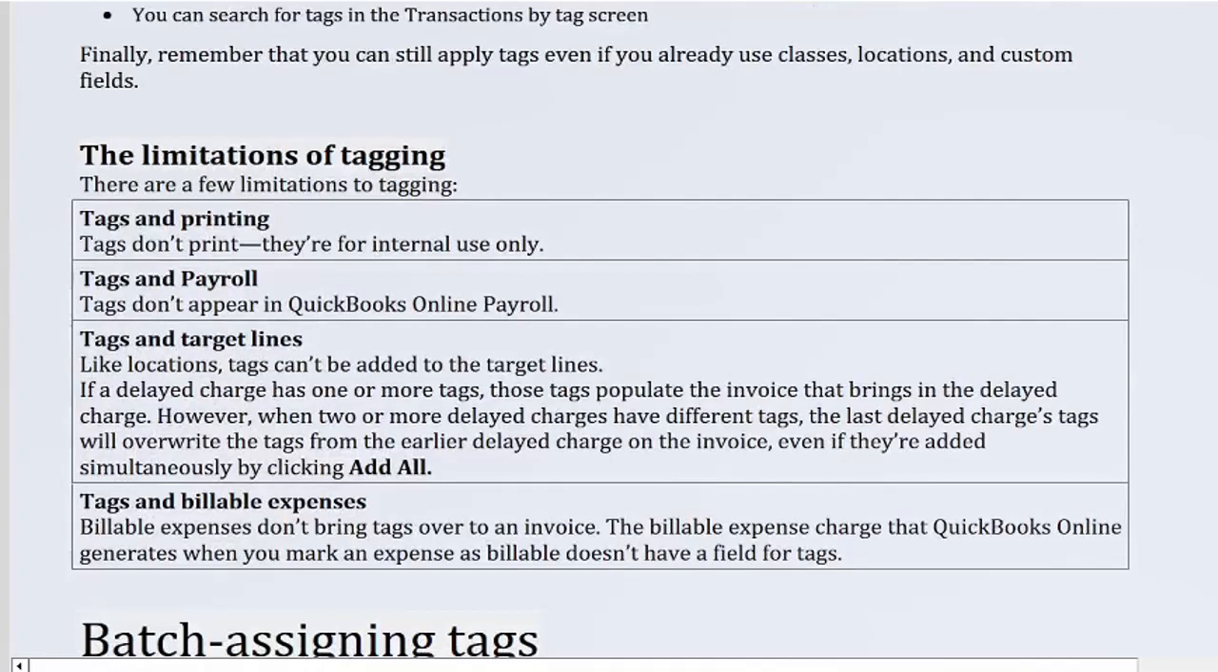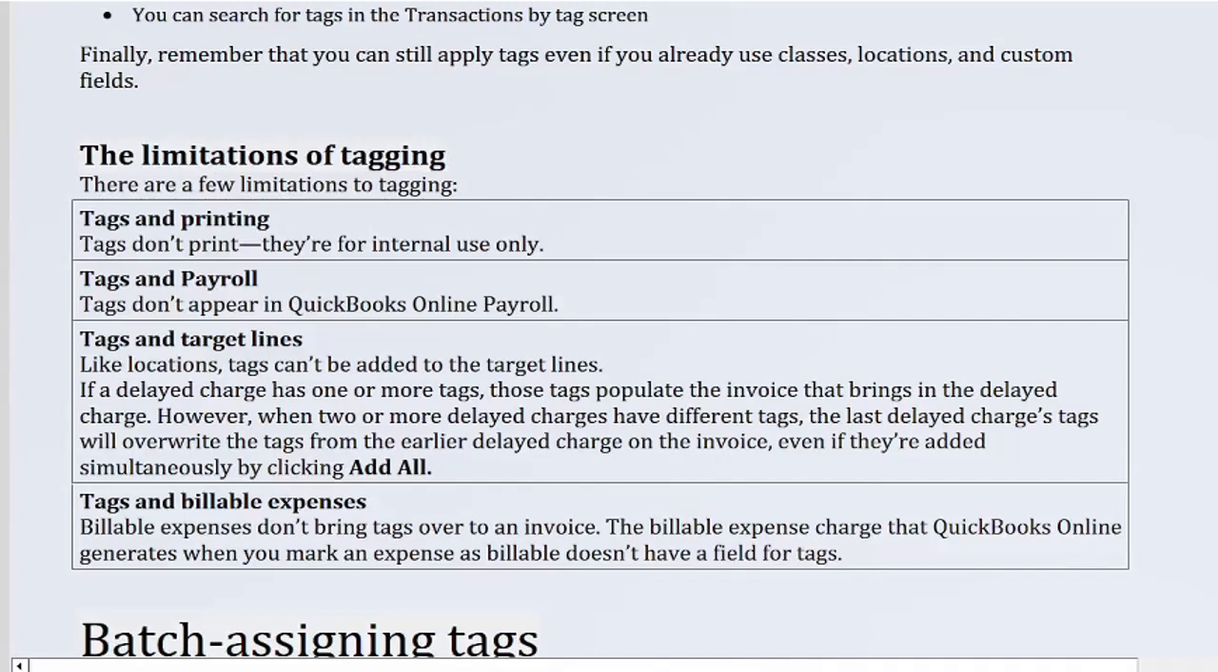The limitations of tagging. There are a few limitations to tagging. Tags and printing. Tags don't print, they're for internal use only. Tags and payroll. Tags don't appear in QuickBooks Online Payroll. Tags and target lines. Like locations, tags can't be added to the target lines.